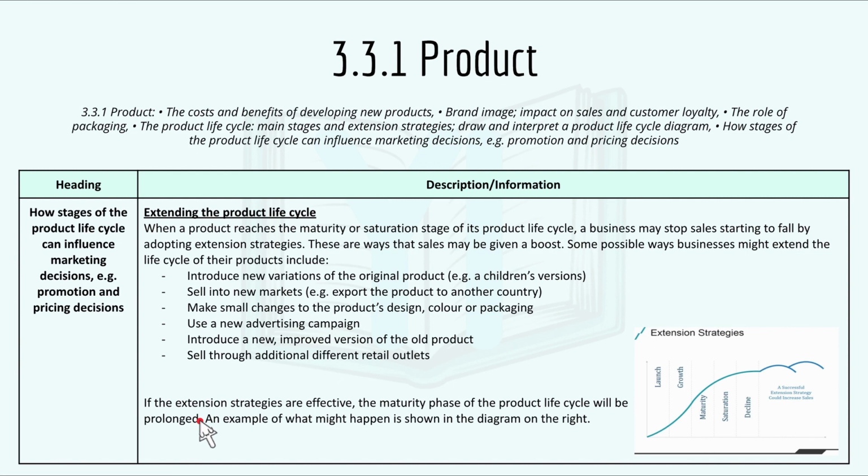If the extension strategies are effective, the maturity phase of the product lifecycle will be prolonged. An example of what might happen is shown in the diagram on the right here: introduction, growth, maturity, saturation, and instead of declining, it will just decline a bit and you just keep on going due to extension strategies.